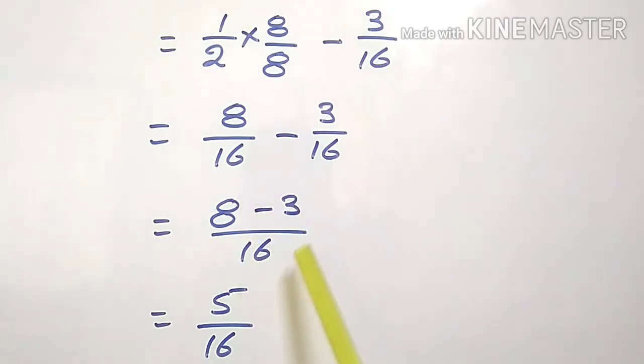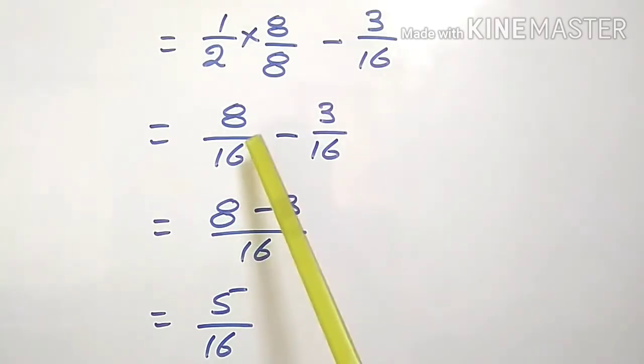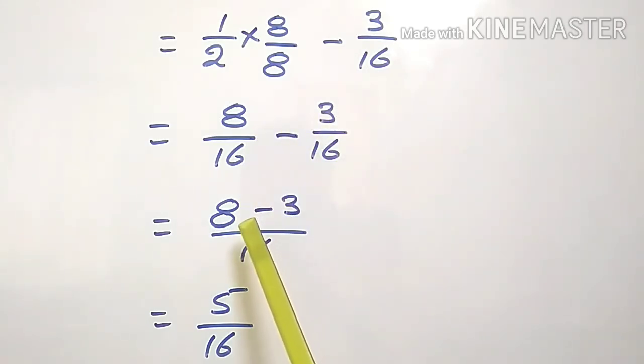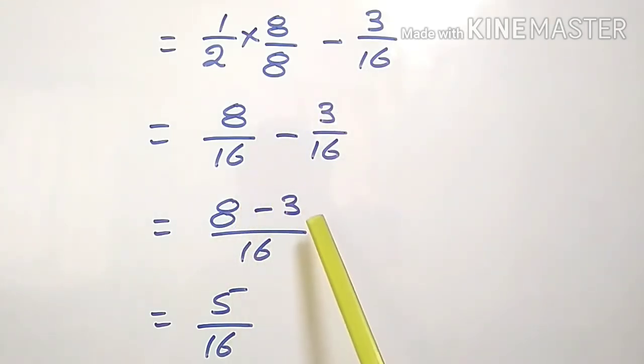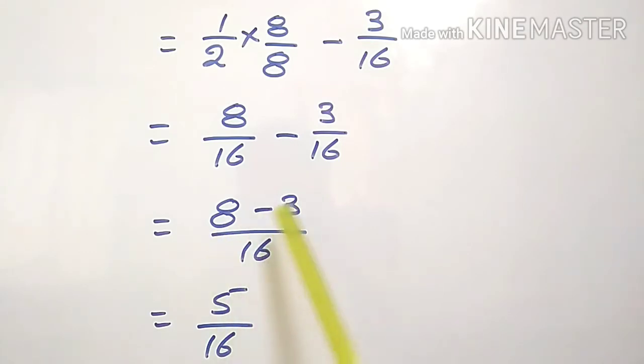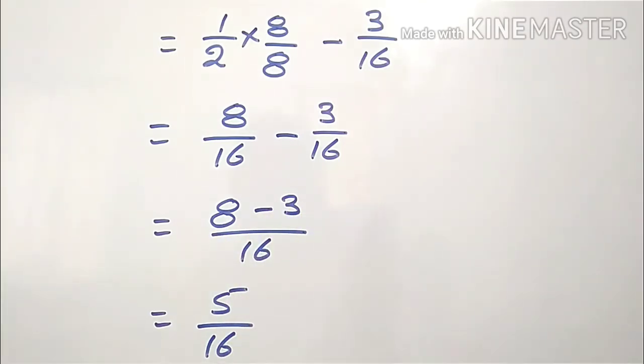These two are like fractions. So write the common denominator and write the difference of numerators of both the fractions in the numerator. 8 minus 3 is 5. So 5 upon 16 is the difference.